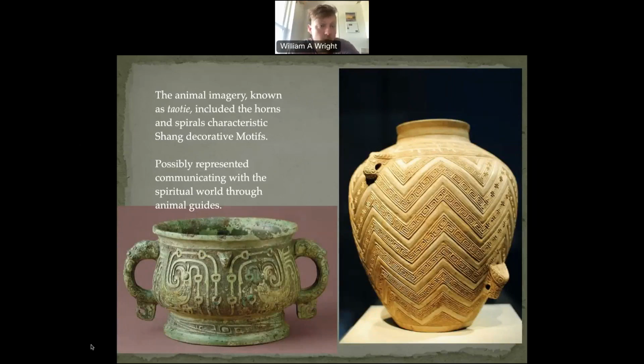I'm sure I'm saying that wrong, but the Tao Cai include horned and spiral motifs. They're characteristic Shang decorative motifs that coincide with the animal. So that'll be like an animal head for a knob, but then its body turns into this sort of spiraled repeating motif. It probably represents communicating with the spirit world through animal guides. Again, animal imagery is rife in the ancient world, but we see it espoused in these really intricate, really nice works here from the Shang era.